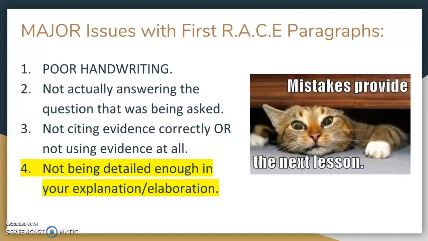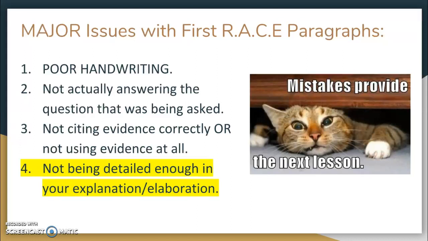Number three, not citing evidence correctly or not using evidence at all. This is a problem because if you don't cite evidence correctly, you fall into the trap of plagiarism. So make sure you give credit where credit is due: cite the page number and the author name, or at least the page number from the text you're referencing, so that you can give credit to that author. Not using evidence at all shows that you did not properly research your answer. So you have to make sure you properly research your answer and give some evidence to back up your point.